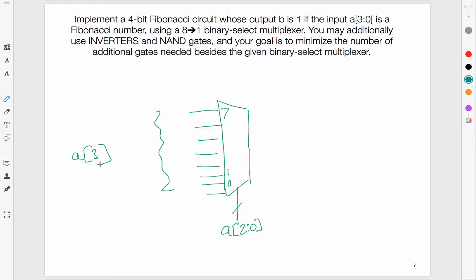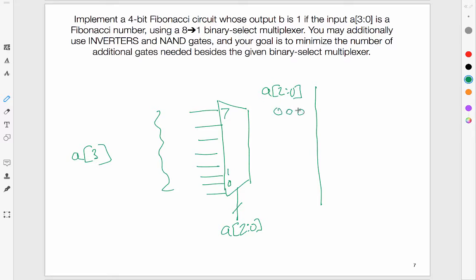Make a truth table, right? So let's start with the truth table. So we decided that we are going to use A3 to control the data. So the truth table would be in terms of A2:0. So I'm going to put that A2:0.